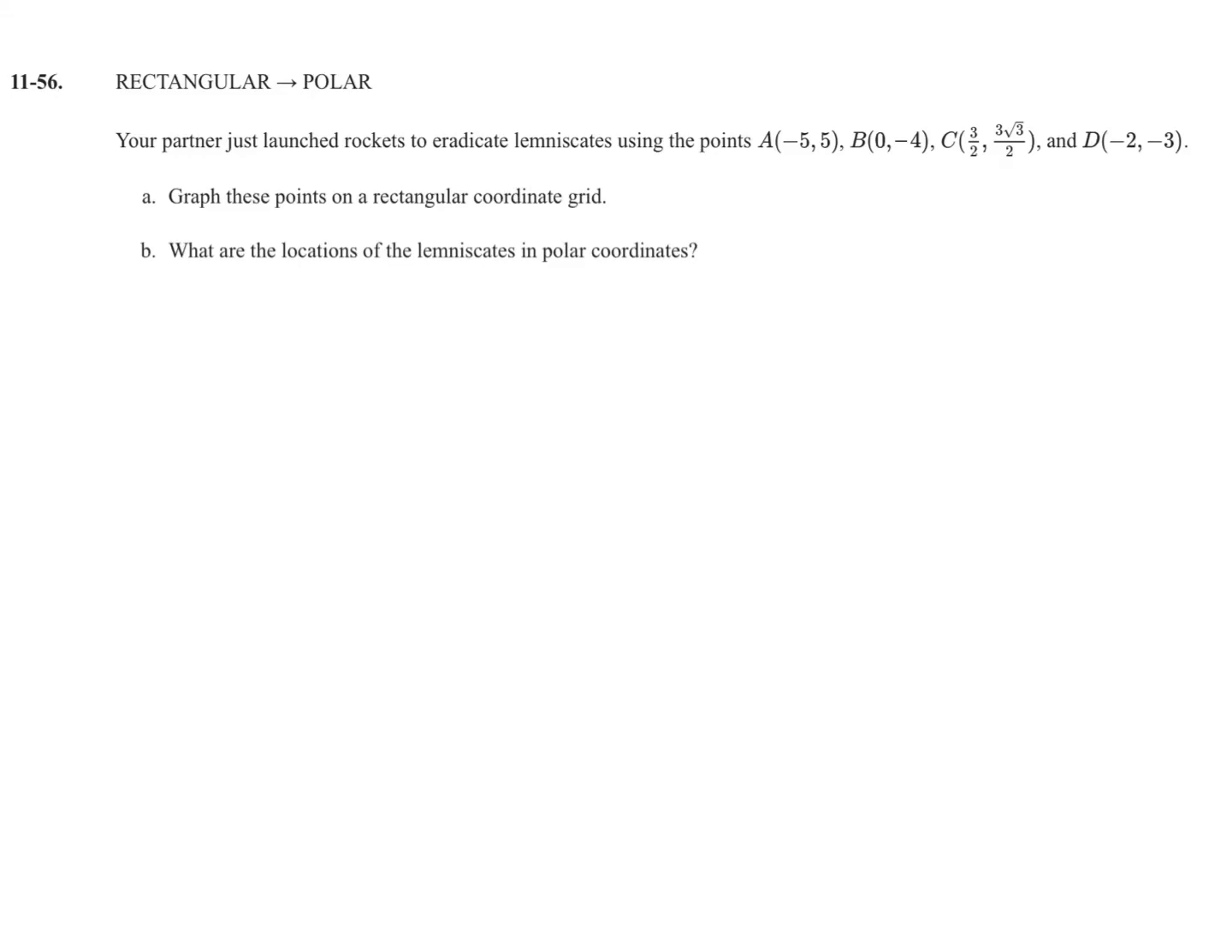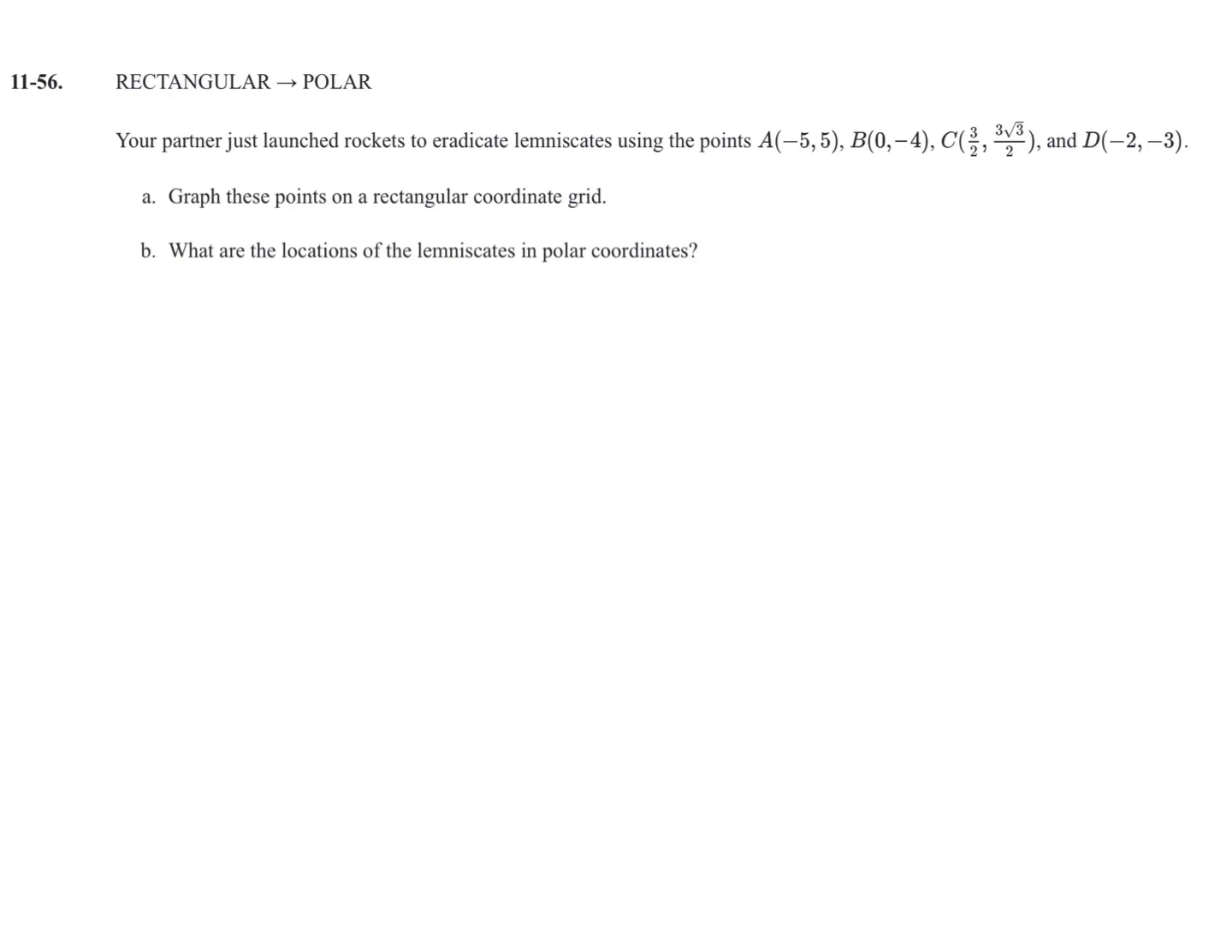1156, you want to go from rectangular to polar form. So you have these 4 points, A, B, C, and D, in rectangular form, and what you want to do is put them in polar form. It says graph these points on a rectangular grid. I'm going to do it one at a time, okay? And then I want to put it into polar form.